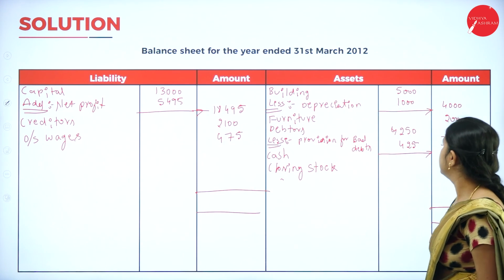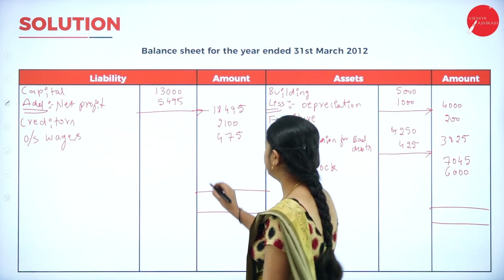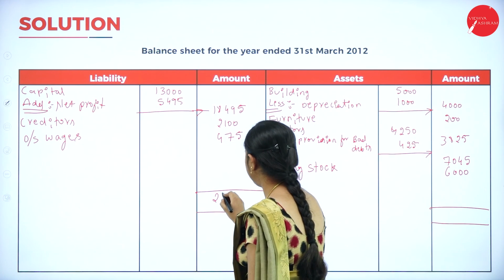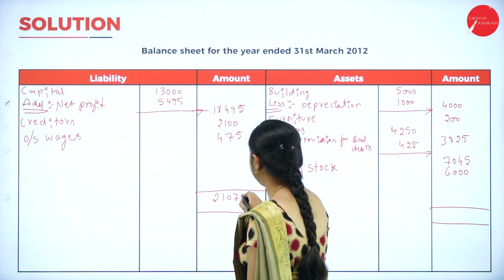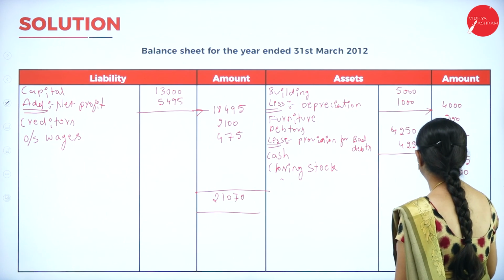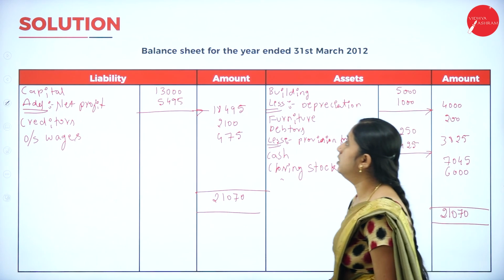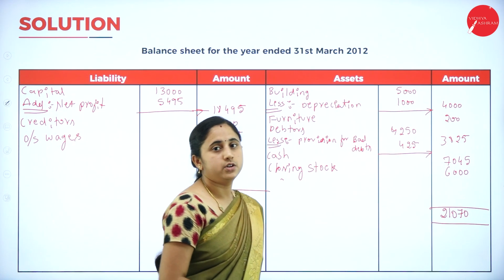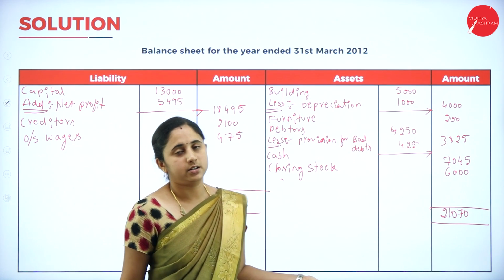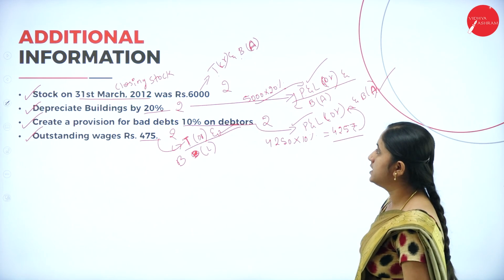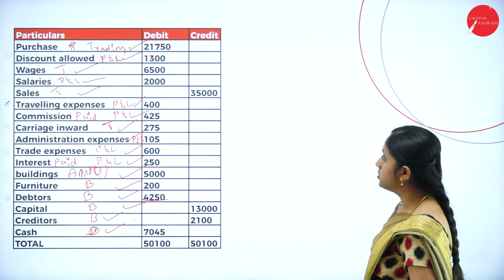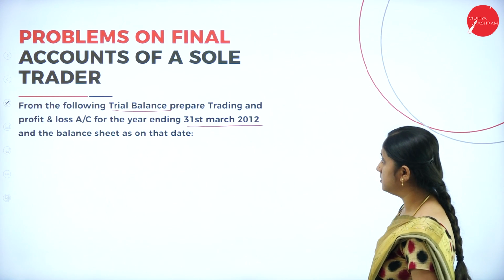Make a total of both sides, assets and liability. The total of liability is 21,070 and the total of asset is also 21,070. So our balance sheet is tallied. So your problem is correct. So this is all about the first problem on final accounts of a sole trading concern or sole trader.